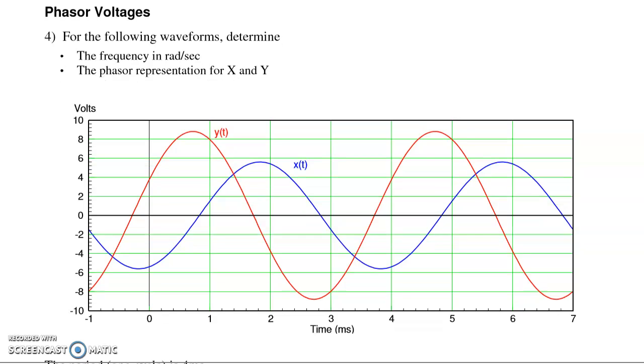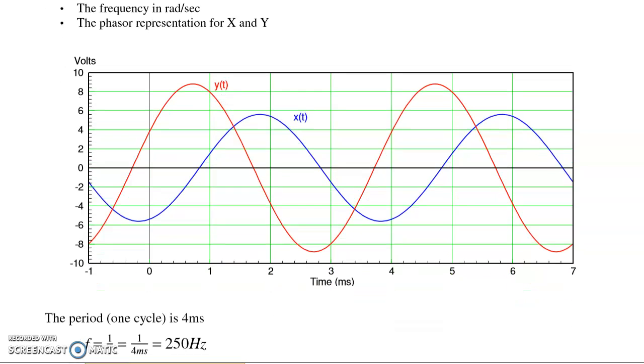On problem 4, if I see this in the lab, I want to represent x and y as a phasor. I need two parameters, the frequency and the phasor representation. The frequency is 1 over the period. Take the period, say peak to peak, zero crossing falling edge to zero crossing falling edge. The period is 4 milliseconds. 1 over the period is the frequency, 250 hertz, or 250 cycles per second. If you like radians per second, omega is 2 pi f, so it's 500 pi radians per second, both for x and y.